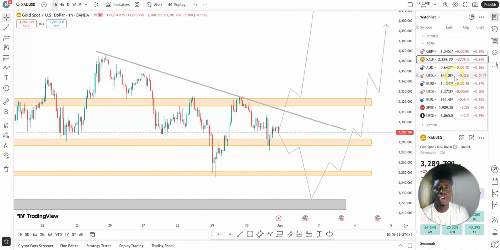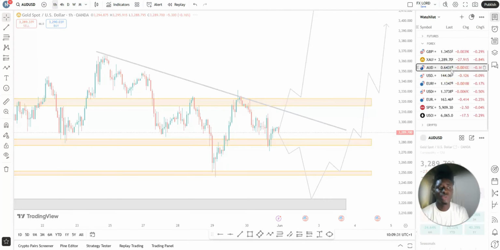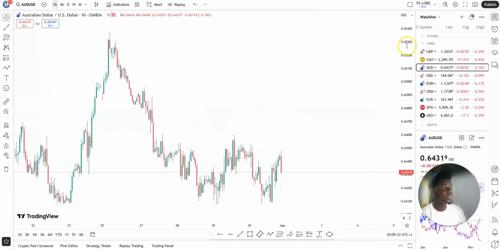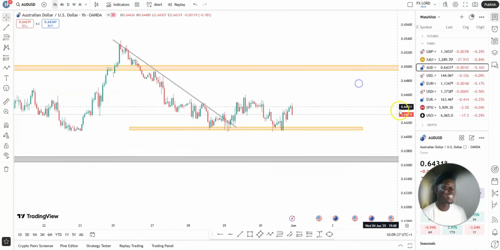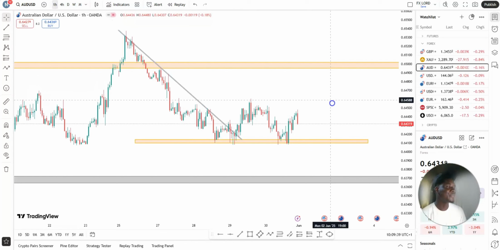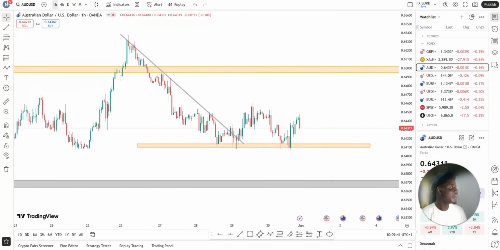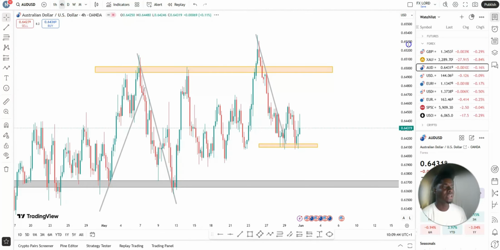And the next pair you're going to be looking at is the AUDUSD. AUDUSD two weeks ago made us some cool cash. You get what I'm saying? Made us some cool money. So I'm still very much okay. Let me look at this on a 4-hour time frame to see.